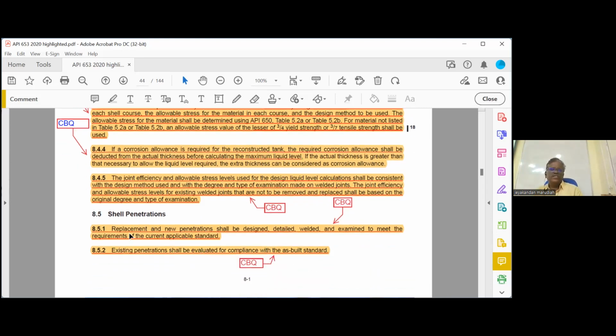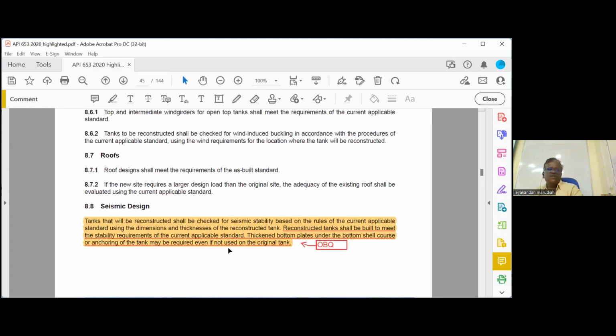Penetration. Shell penetration, just to highlight: replacement and new penetration shall be designed, detailed, welded, and examined to the current applicable standard. Existing penetration shall be evaluated as built to standard. So simple logic: where you use the current applicable standard, it is the latest code. If you want to do anything new, current applicable. If you want to use the original one, as built to standard.